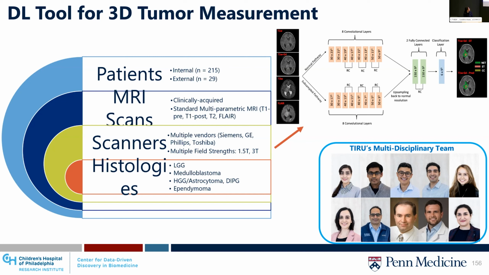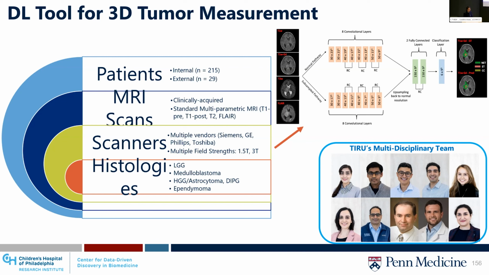The MRI scans were clinically acquired, and we focused on standard multiparametric MRI scans that are mostly accessible at any center, including T1 pre and post, T2 and FLAIR scans. These MRI scans were acquired across different scanners with different field strengths and with different vendors, including Siemens, GE, Philips, and Toshiba. And our cohort also included multiple histologies like low-grade glioma, medulloblastoma, high-grade astrocytoma, DIPGs, and ependymoma.